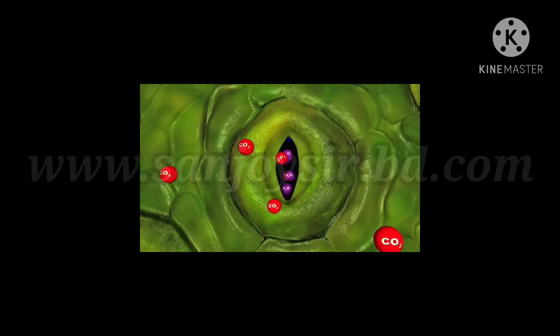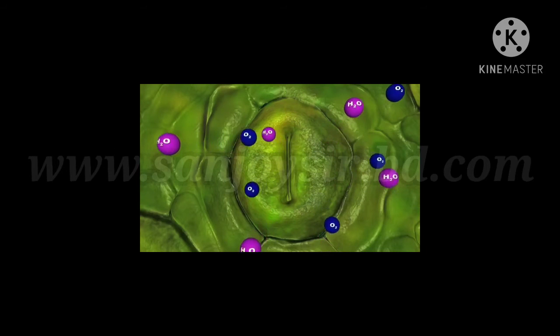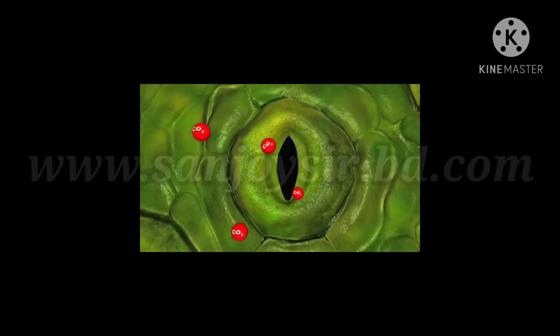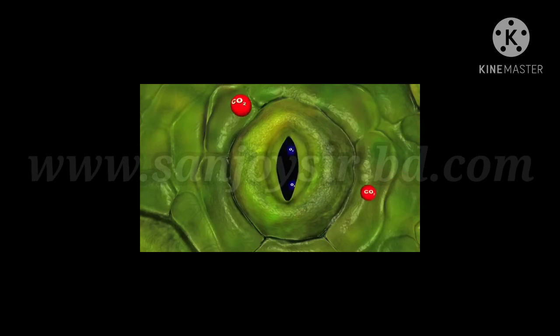Simultaneously, water vapor present in the leaf also diffuses out into the atmosphere through the stomata. Plants cannot absorb carbon dioxide without losing water vapor. Thus, transpiration is inevitable during photosynthesis.